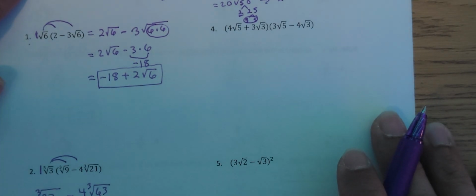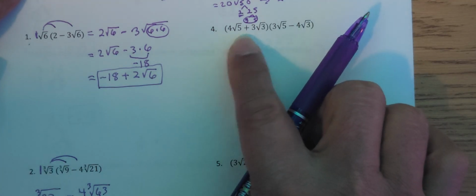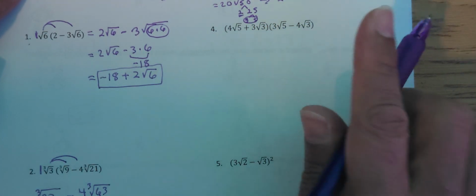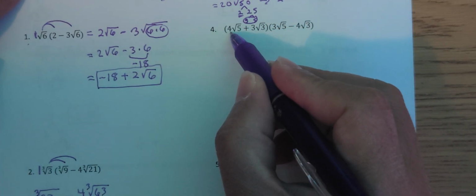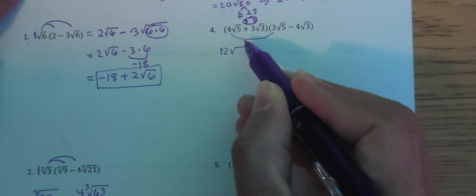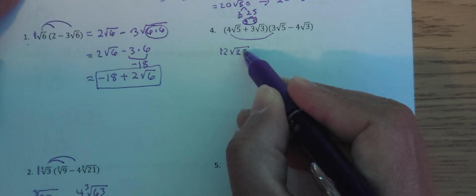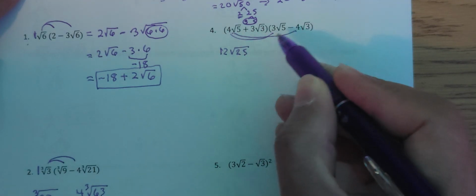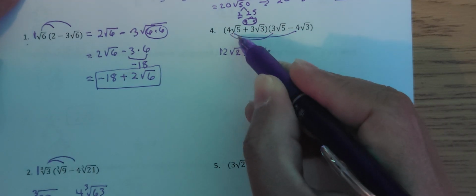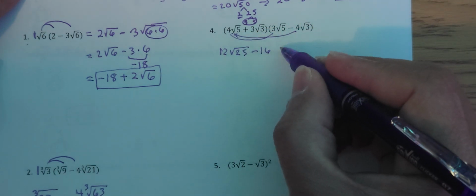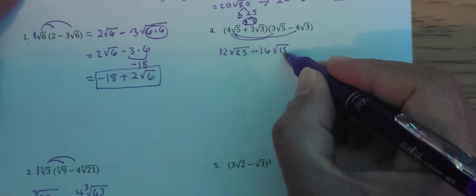Example number 4. Now, in this case, this is a mess, but just don't forget outside times outside and inside times inside. So 4 times 3, that's 12, square root of 5 times 5, that's square root of 25. And then next we have 4 times negative 4, that's negative 16. 5 times 3, the radicals together, so 5 times 3 is 15, square root of 15 here, okay?